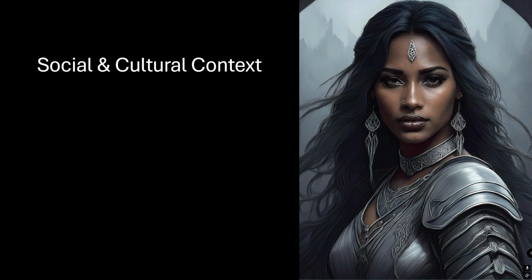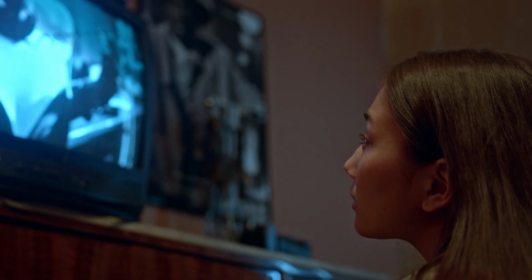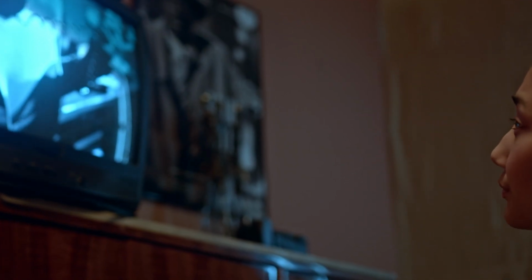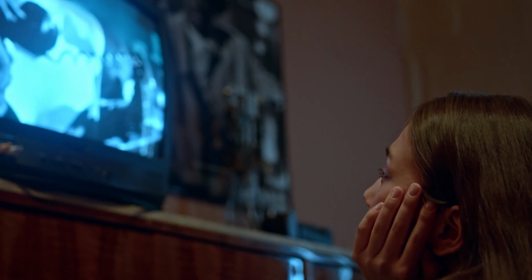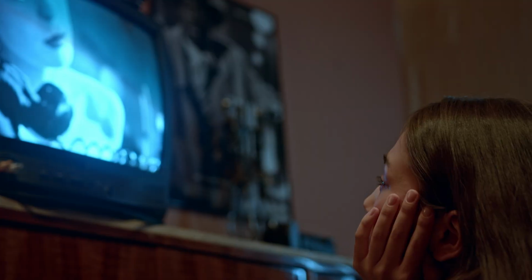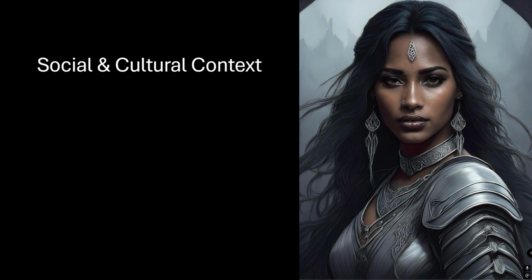Social and cultural context. Adorno emphasized that authoritarian tendencies are not purely individual, but shaped by capitalist mass culture, which encourages conformity, propaganda and media manipulation, economic insecurity, which increases desire for order, and rigid social institutions that reproduce hierarchy. Adorno saw the authoritarian personality as a psychological response to modern society's alienation and powerlessness.